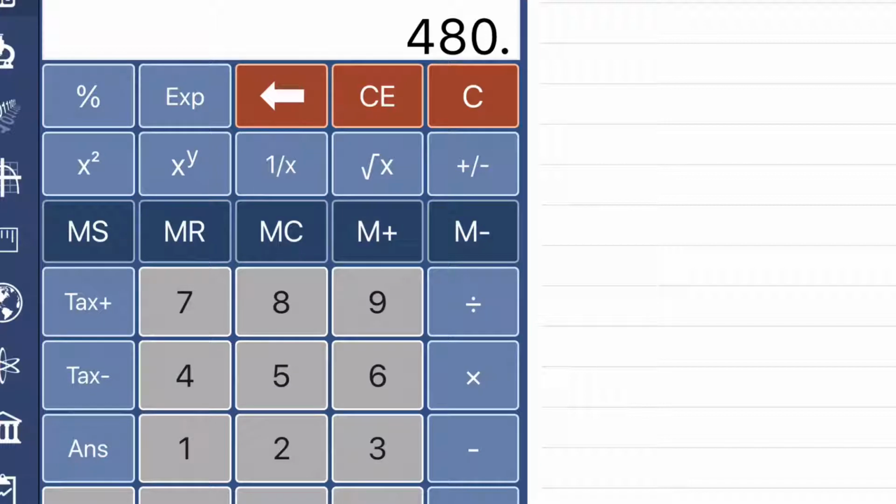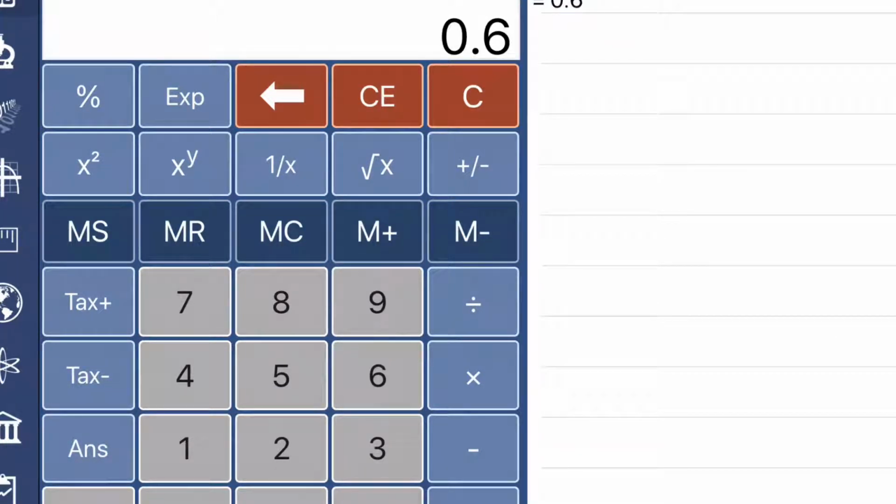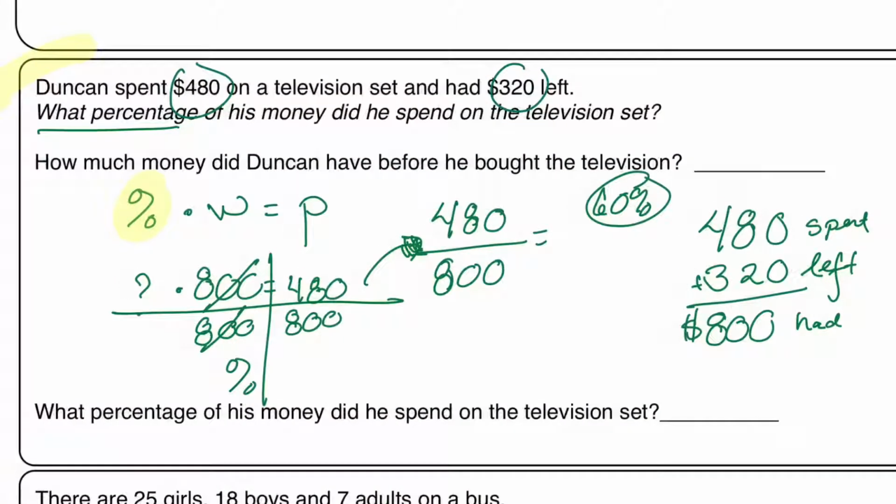$480 divided by 800 is, hey, I'm good. That's 6/10 or 60/100. So that would be 0.6 or 0.60. That is 60% of his money gone, spent on a TV set.